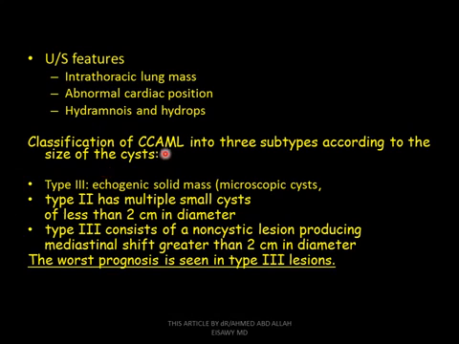Classification of congenital cystic adenomatoid malformation into three subtypes according to the size of the cysts. Type 3: echogenic solid mass, microscopic cysts. Type 2 has multiple small cysts, less than 2 cm in diameter. Type 1 consists of a non-cystic lesion producing a mediastinal shift, greater than 2 cm in diameter. The worst prognosis is type 3, the solid echogenic mass.